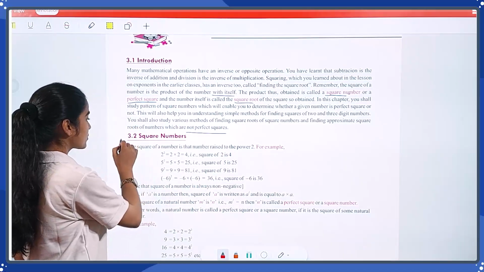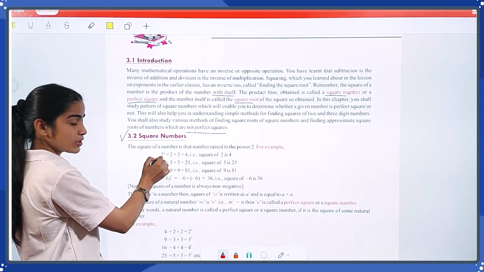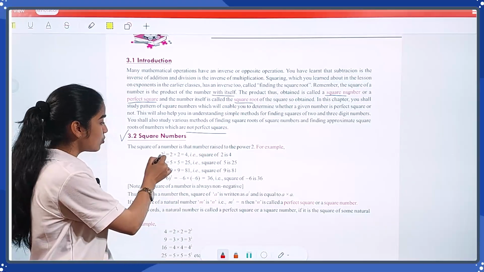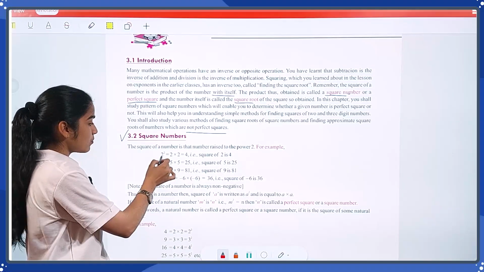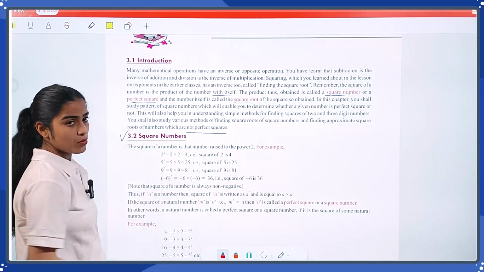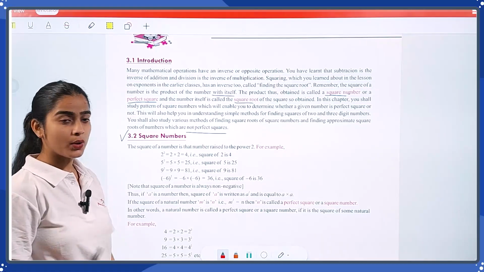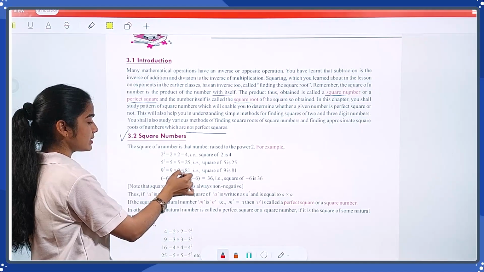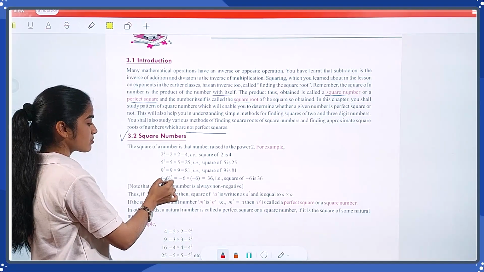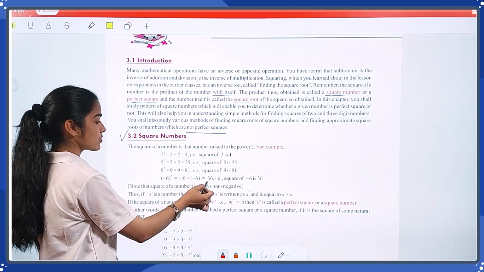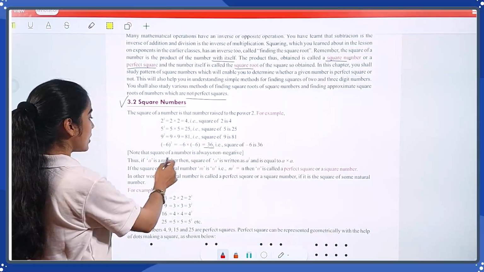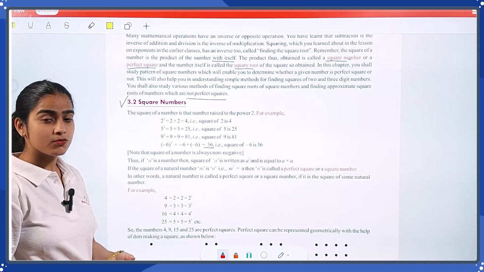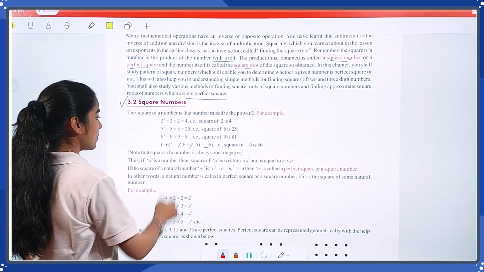So first we start with square numbers. 2 raised to the power 2. If I am talking in the language of my previous chapter, which is exponents, it means 2 raised to the power 2, so we have to multiply 2 twice. Square means we multiply a number twice. So 2 multiplied by 2 is 4. 5 multiplied by 5 is 25. 9 multiplied by 9 is 81. Minus 6 raised to the power 2 means minus 6 multiplied by minus 6, which is 36. Note that the square of a number is always non-negative, because when we multiply a negative number twice, we remove the minus sign.